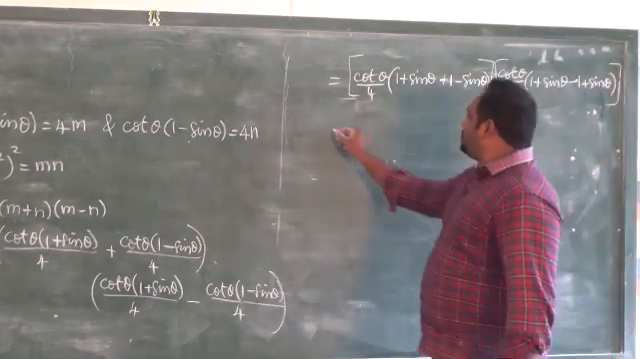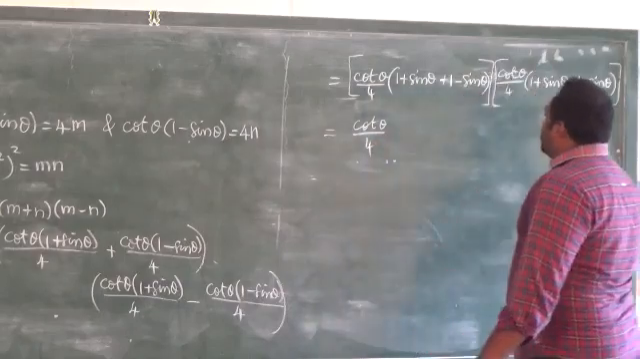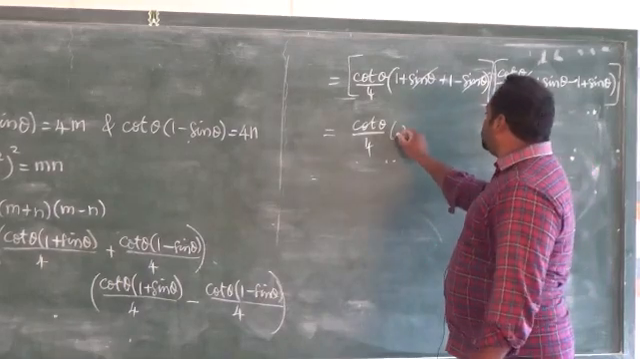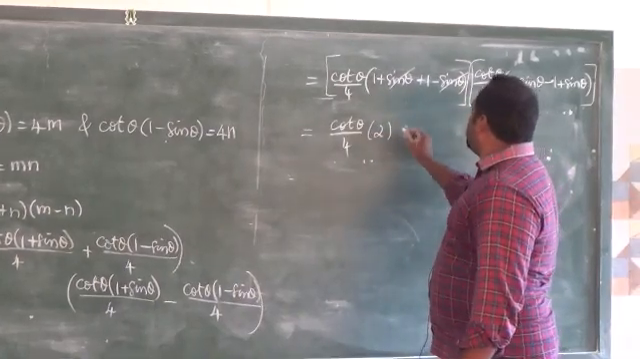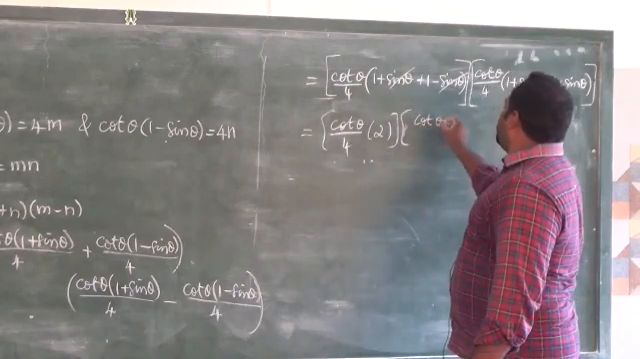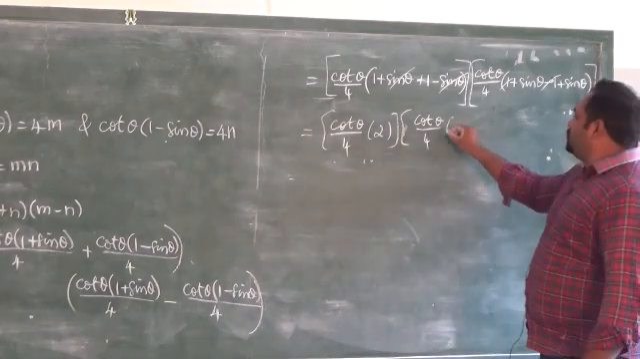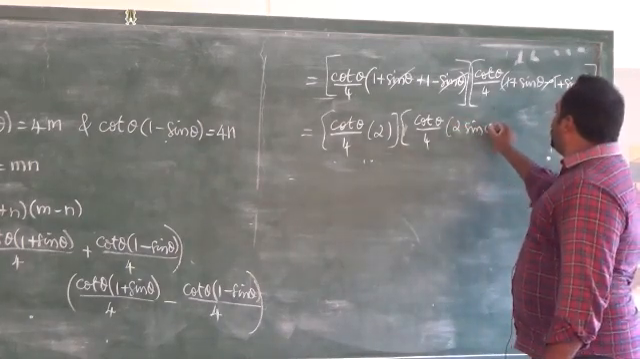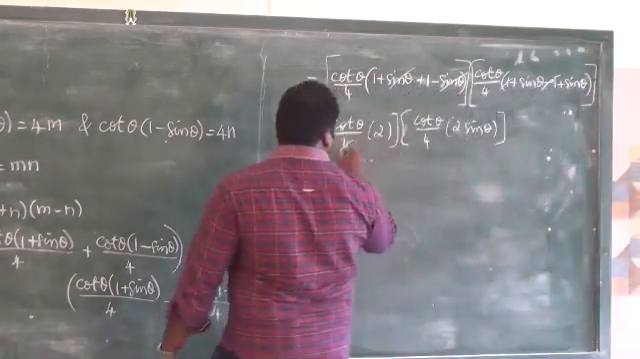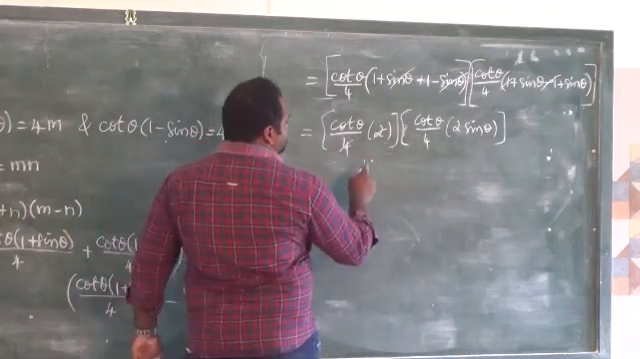After that, cot theta by 4. Look at this: sin theta and minus sin theta will be cancelled. 1 plus 1 is 2, into cot theta by 4. Here 1 minus 1 will be cancelled, into 2 sin theta. Next, we can have cancellations.